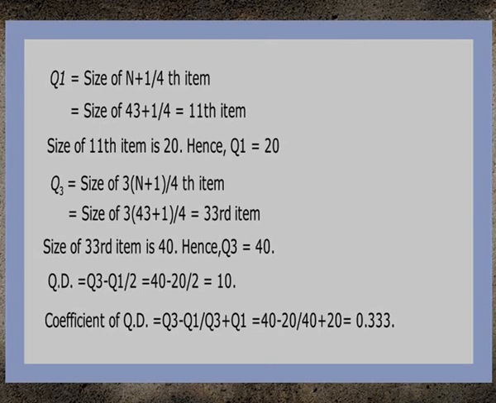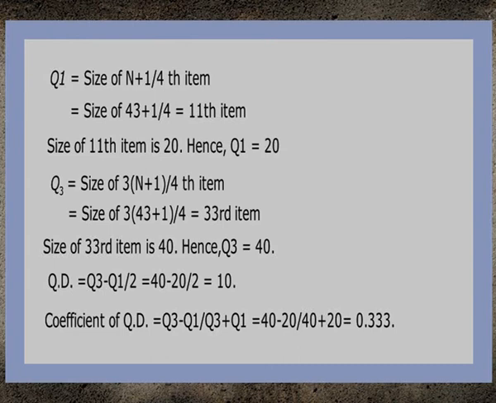Now let's see how we calculate Q3. Q3 is equal to size of 3(n + 1)/4th item. So that is equal to size of 3 into (43 + 1)/4. So that is equal to 33rd item. Now the size of the 33rd item is 40. Hence Q3 is 40. So we have Q1 and Q3 with us.